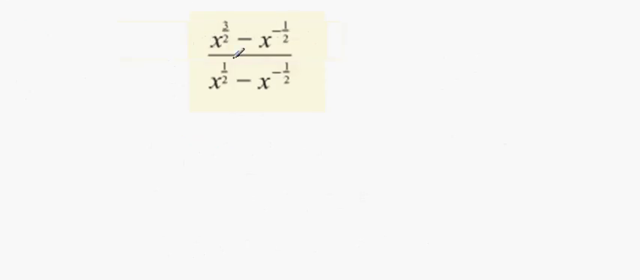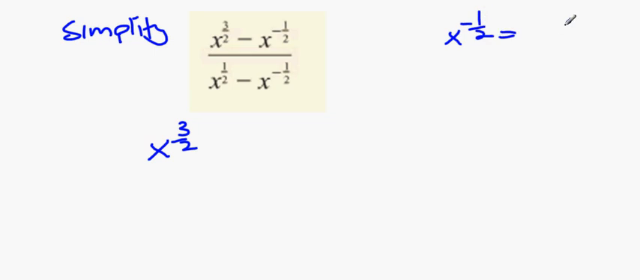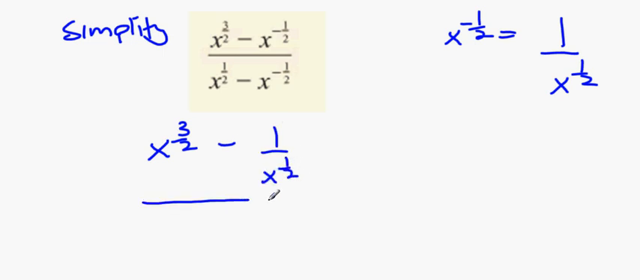Okay, next question. This is a simplify question. Now, what we're going to do here is write down x to the power 3 over 2. And this one here, x to the power minus a half, is the same thing as 1 over x to the power of a half. So it's going to be minus 1 over x to the power of a half, divided all by x to the power of a half, minus 1 over x to the power of a half.